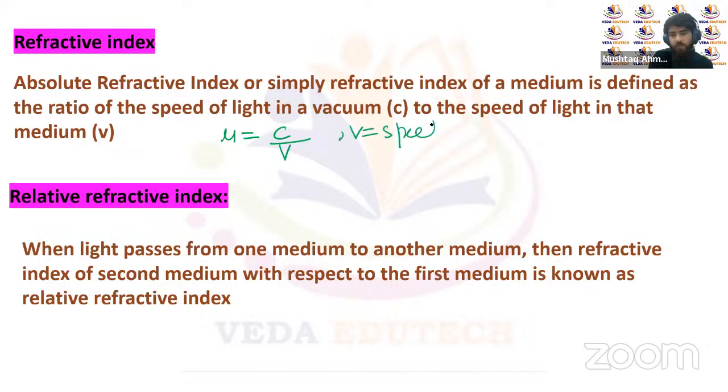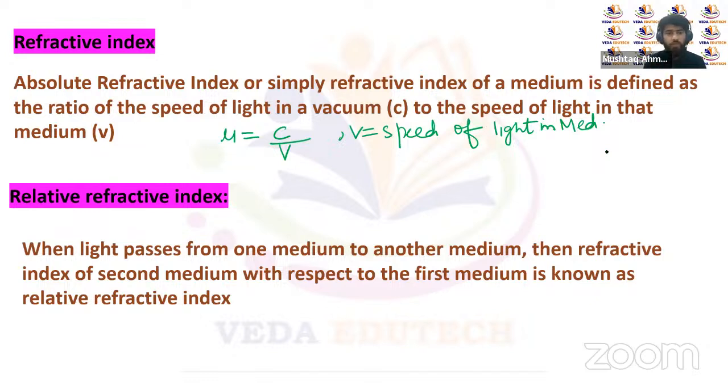This refractive index we call the absolute refractive index. So it's a refractive index as compared to the speed of light in vacuum.